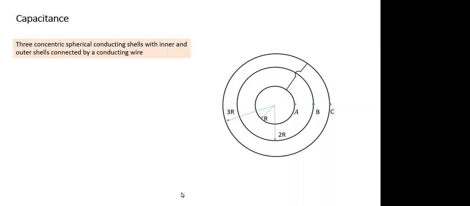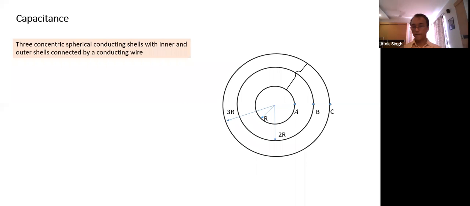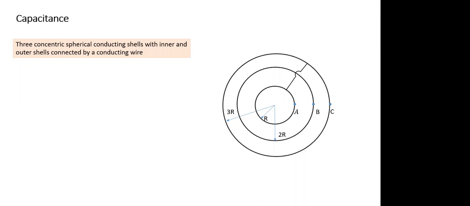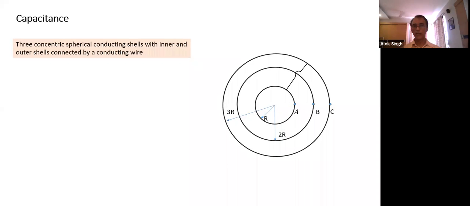Sir, what are the charges on the spheres? Nothing. To find capacitance, do we need charges? Does it depend on the charge at all, first of all? Not necessary. So again, to remind everybody, capacitance is independent of charge. It only depends on geometry. Geometry means the way the conductors are arranged.